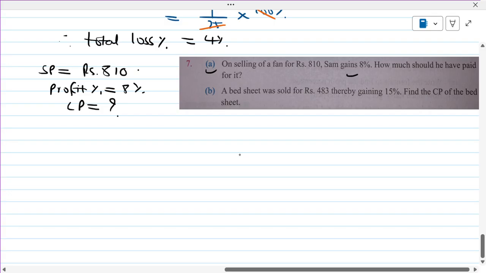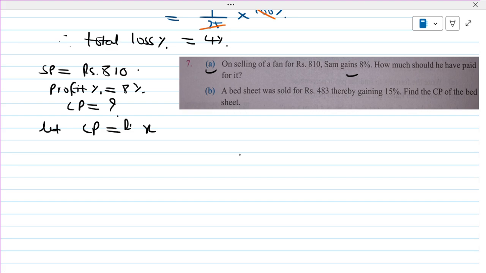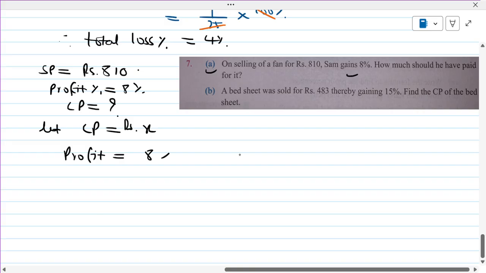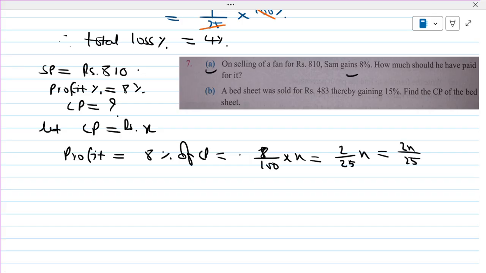So we start by supposing CP as X, because profit is calculated on CP, is it? So let's say CP equal to rupees X we suppose, and our profit we find. So profit equal to 8% of CP, so 8 divided by 100 into CP, x we do. By 4 it can cut, 4 2s are 8, 4 5s are 20. So 2x divided by 25 is here profit.